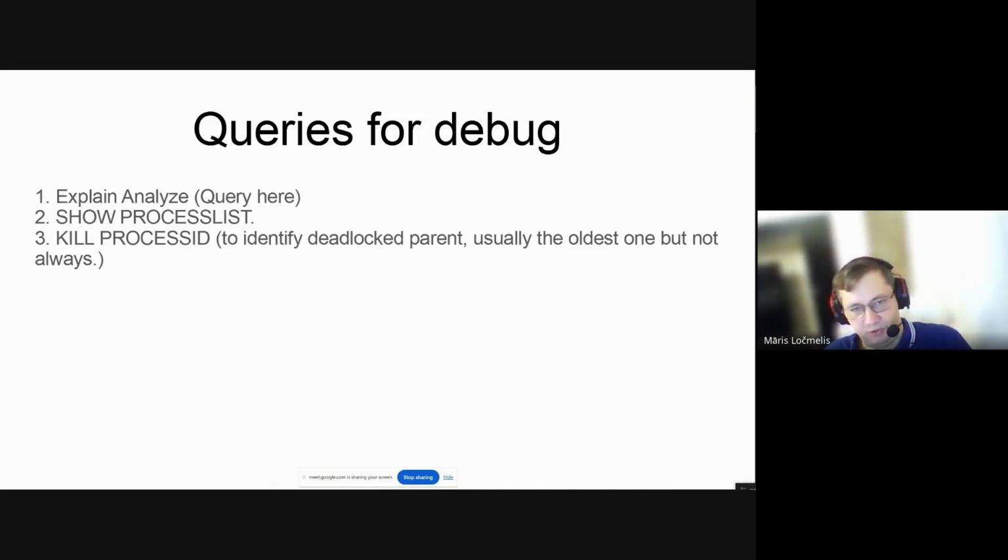Yes, also show process list. On high load databases, probably there are many connections, and it will be very trashy. So in this case, it may not give a good overview, but for local, let's say, debugging, it's good, because you can show process list, then kill the process ID, and it will just stop the query.